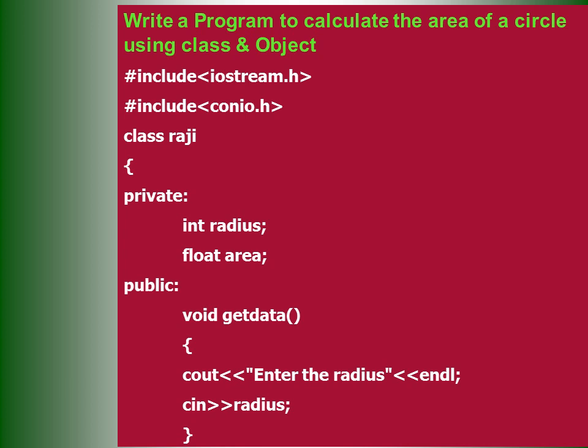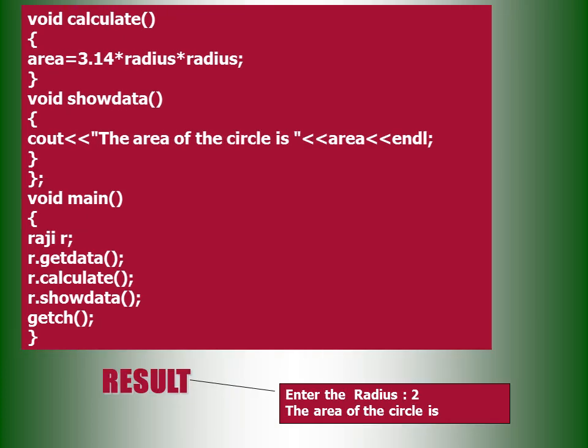The endl is the end line, it represents the end of the line, and afterwards cin we are using to get the input data radius. Into the radius we have to get the particular value of a circle. Okay, so the radius of a circle we have to get, and through getdata we have to get the details.